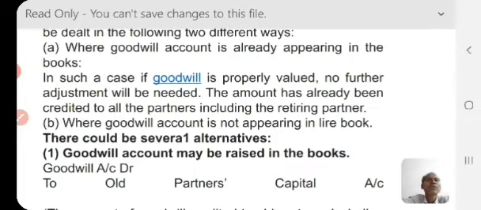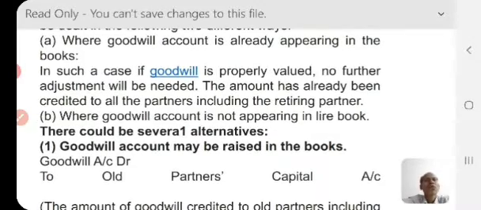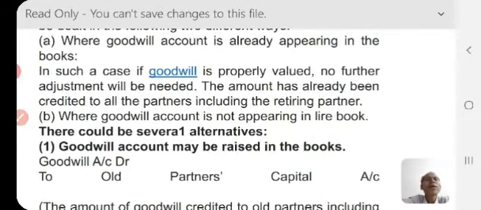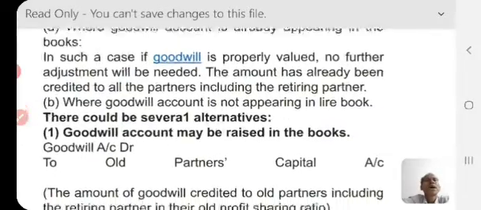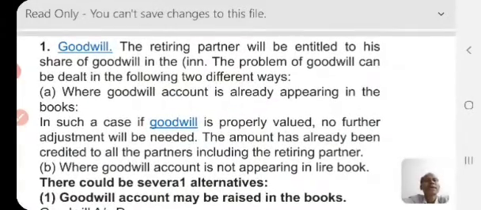There are two different methods in goodwill valuation. First, where the goodwill account is already appearing in the books. B, where the goodwill account is not appearing in the books. So, there are two methods.